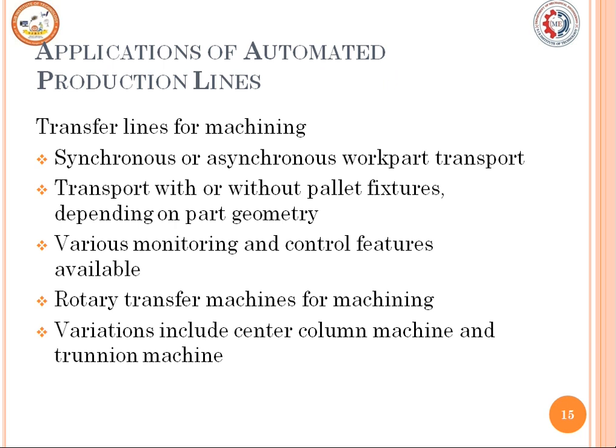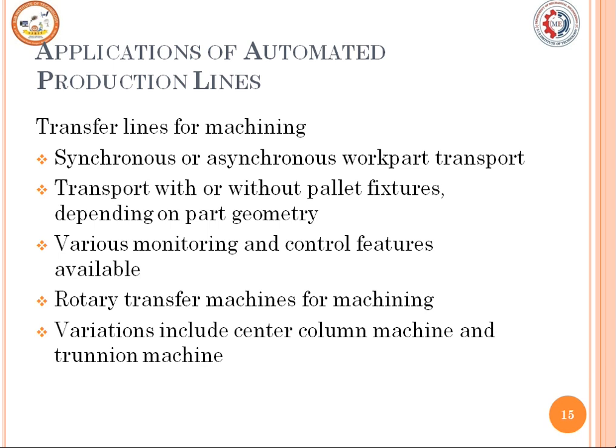What are the applications of automated production? Transfer lines for machining, with synchronous or asynchronous work part transport, with or without pallet fixtures depending on part geometry. Various monitoring and control features are available. Rotary transfer machines for machining are available. Variations include the center column machine and the trunnion machine. Like this, different applications of automated production lines are present.